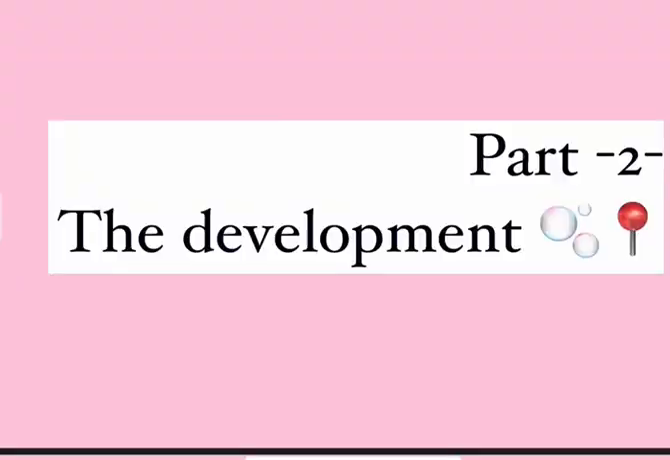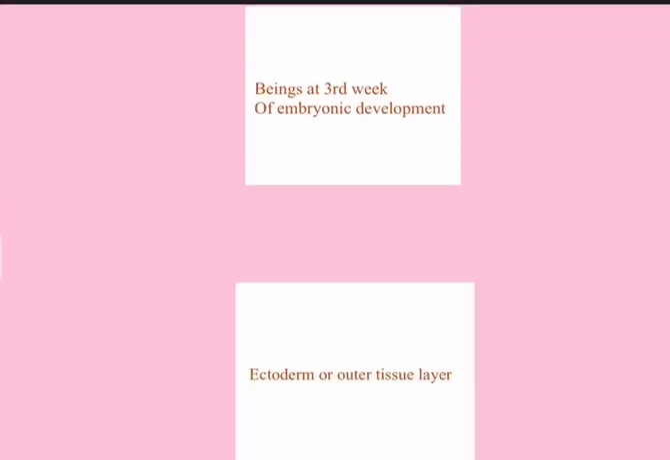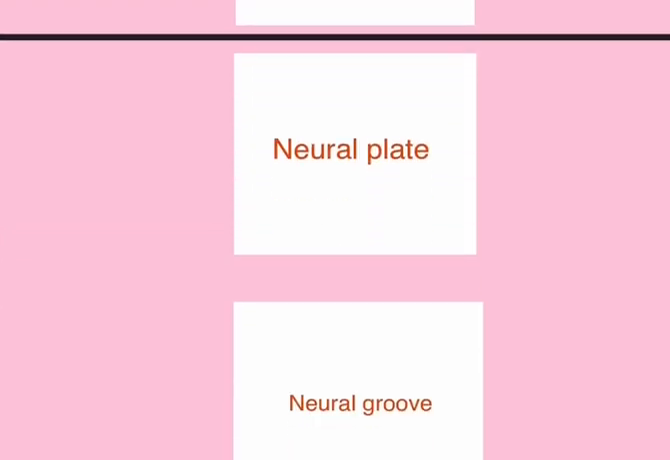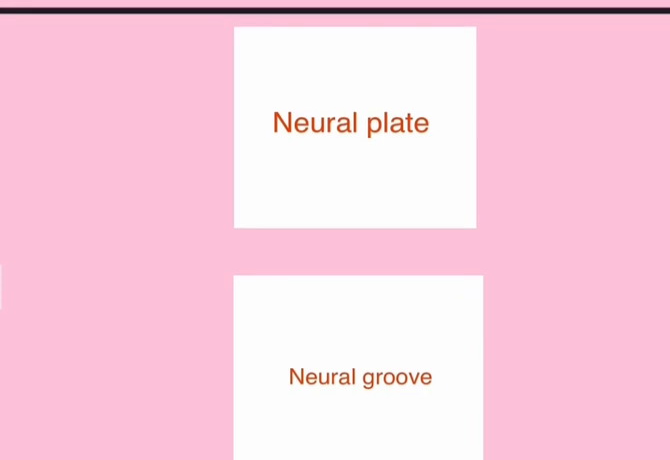Number two, the development of the nervous system. First of all, it begins at the third week of embryonic development. Then the outer layer, the ectoderm, will go inward, creating something called the neural plate. This neural plate will come inward and form a groove, and this groove is called the neural groove.